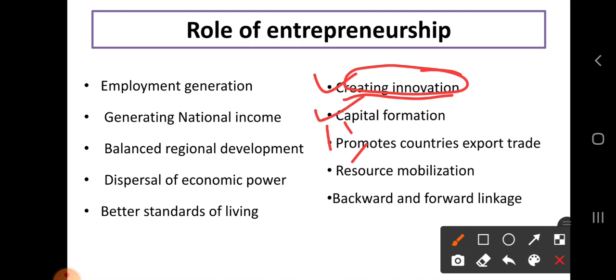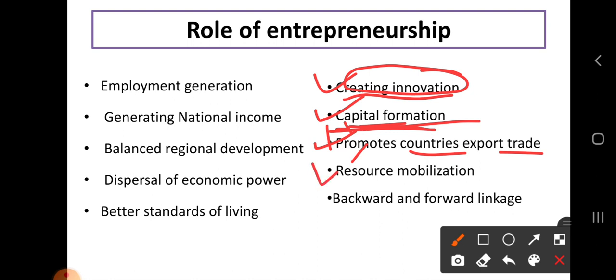Then capital formation, because you are investing some money in purchasing various machineries or implements, or you are building some structures, so it also helps capital formation. Then it promotes the country's export trade. Suppose you have any activities related to the processing of food products or the exporting of food products, then it will help to generate income from foreign countries also.